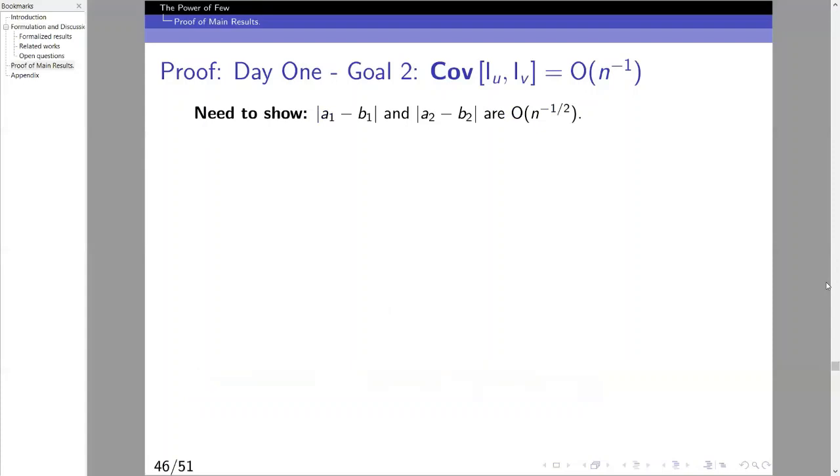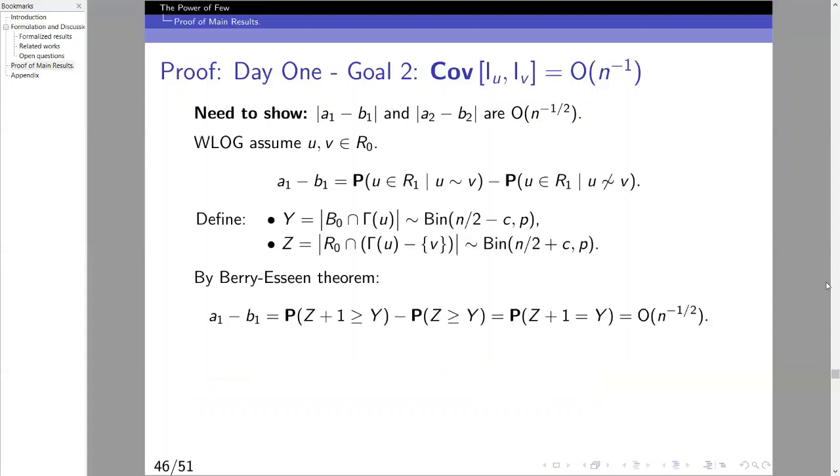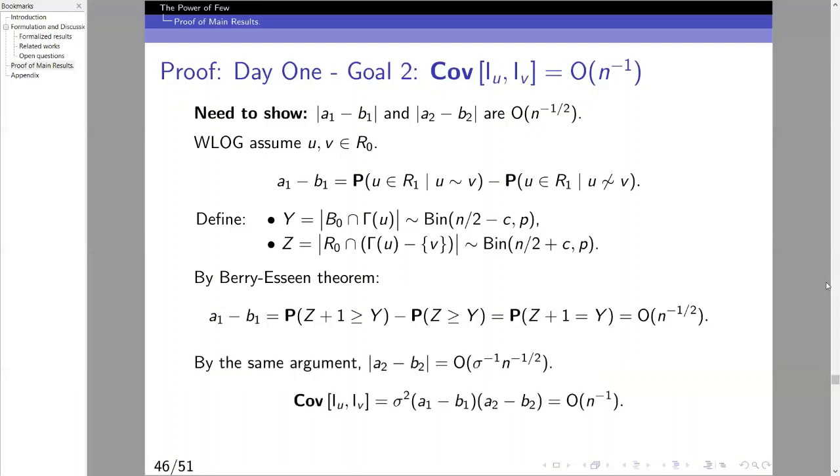And so we use a logical trick to rewrite the probability A1 minus B1 as the probability that 2 binomial variables are equal. It is of size 1 over square root of n by a normal approximation. So we are done with the first one. The second one is also the same. And so the second goal is complete.